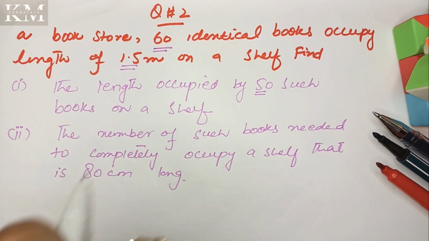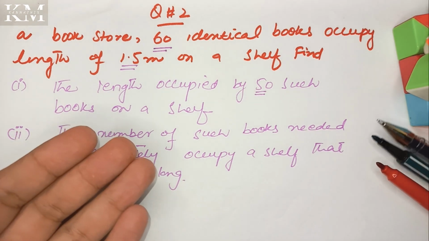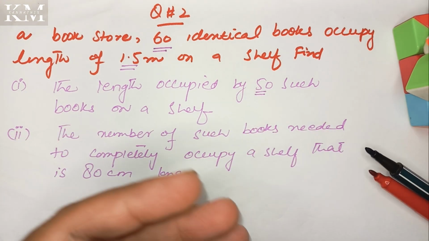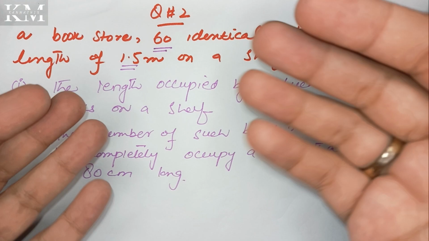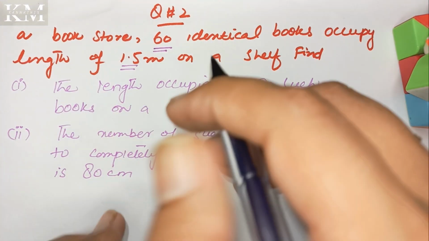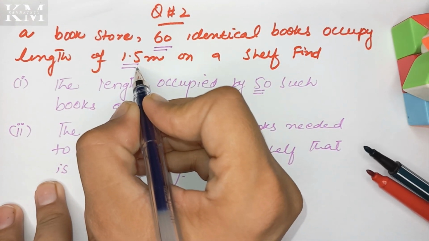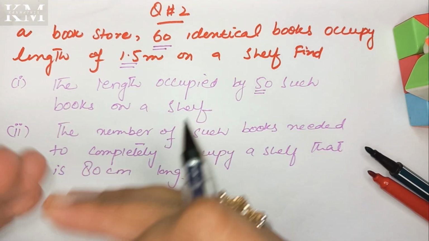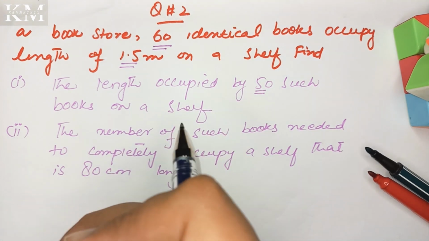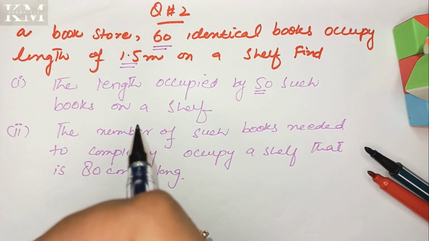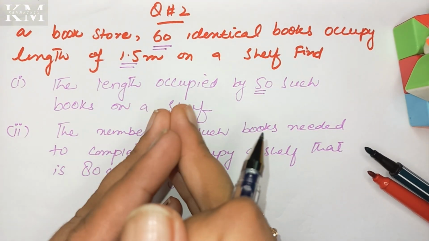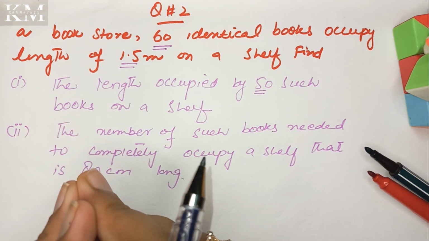Dear students, you have been given the information that you have 60 identical books. Identical books mean the books are the same, like they have the same length, or the mass we can say. 60 identical books and the length is 1.5. They are occupying on a shelf the space of 1.5 meter. And you have to find the length occupied by 50 such books.